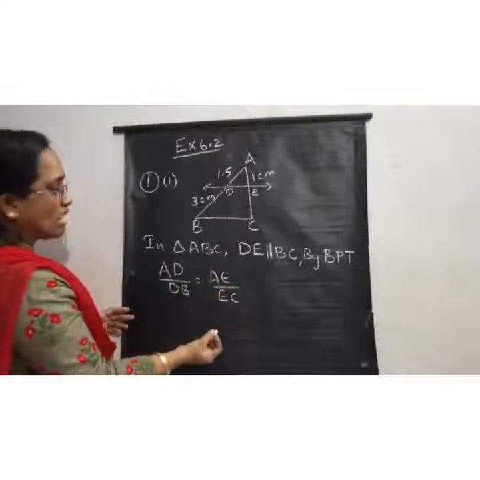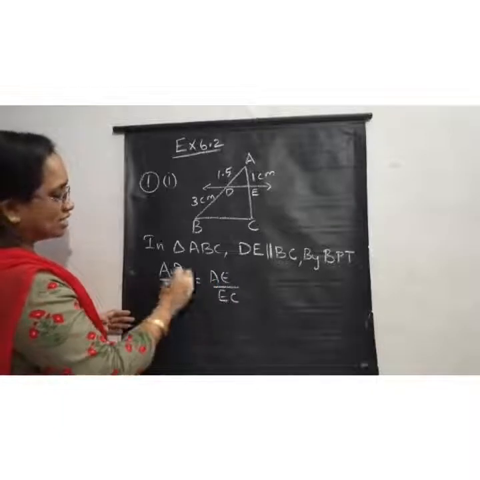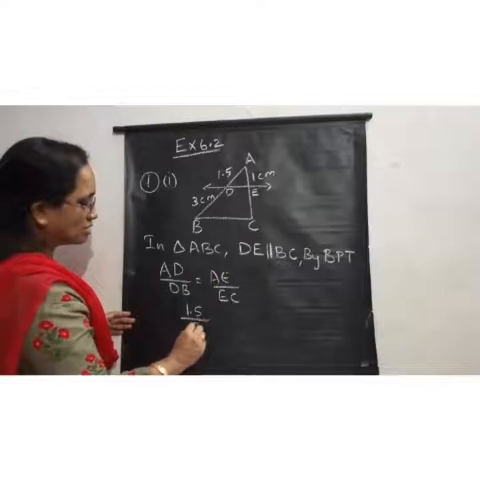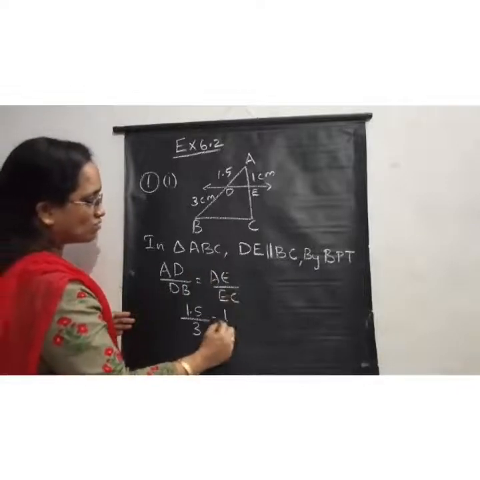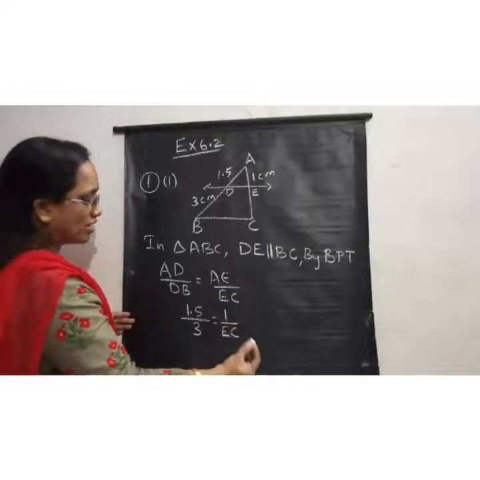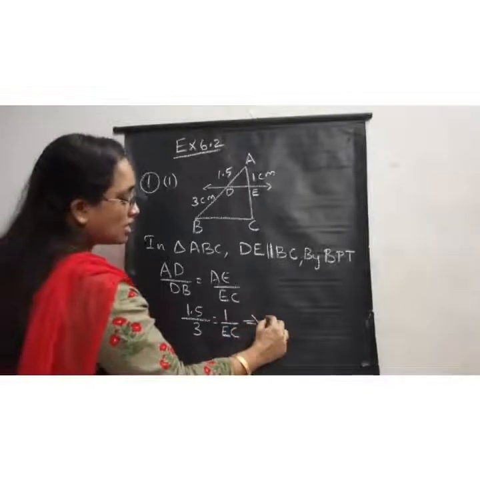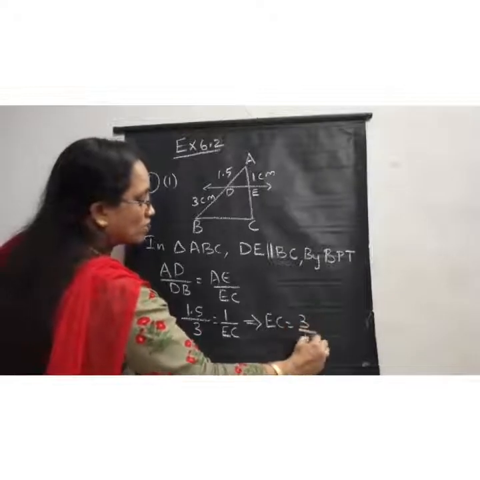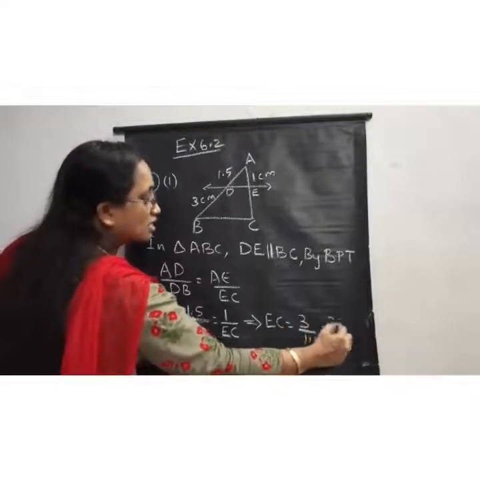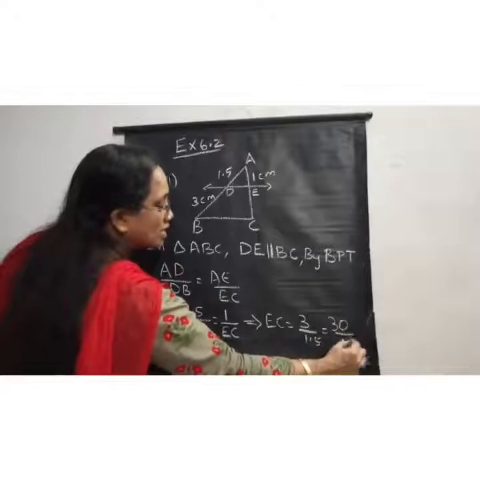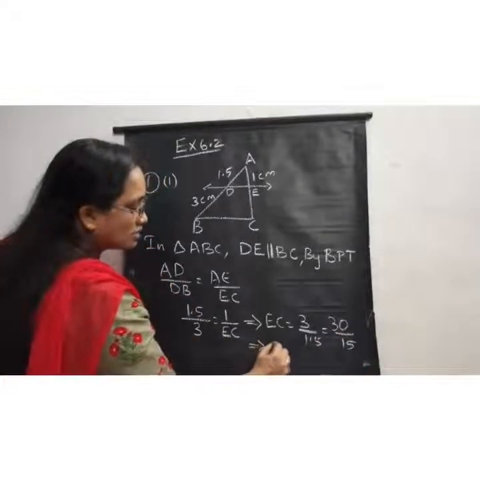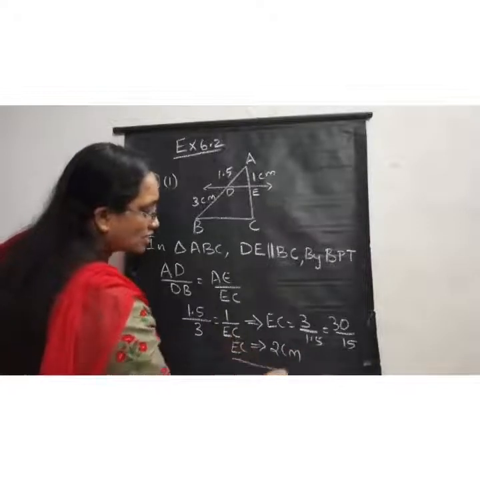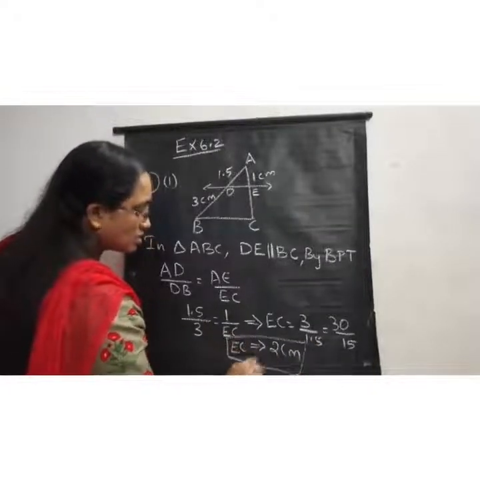Then substituting the values of the given measurements: AD is given as 1.5, DB is given as 3, which is equal to AE given as 1, and EC we want to find out. Cross multiplying, we get EC equal to 3 by 1.5. That we can change as 30 by 15, which gives 2. That is what we get: EC equal to 2 centimeters. This is the answer.